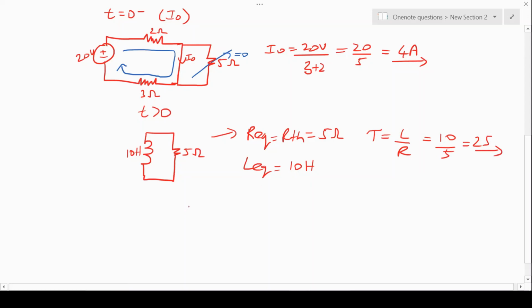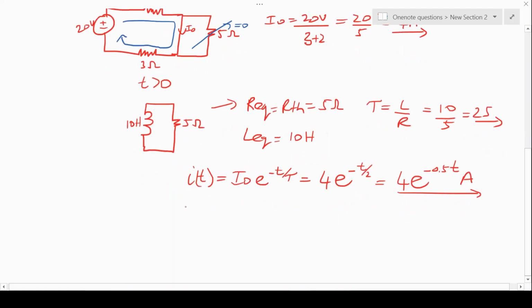And finally we can get the current. i as a function of time is going to be I0 e to the negative t over tau, which gives you 4 e to the negative t over 2, which is the same as 4 e to the negative 0.5 t amps.